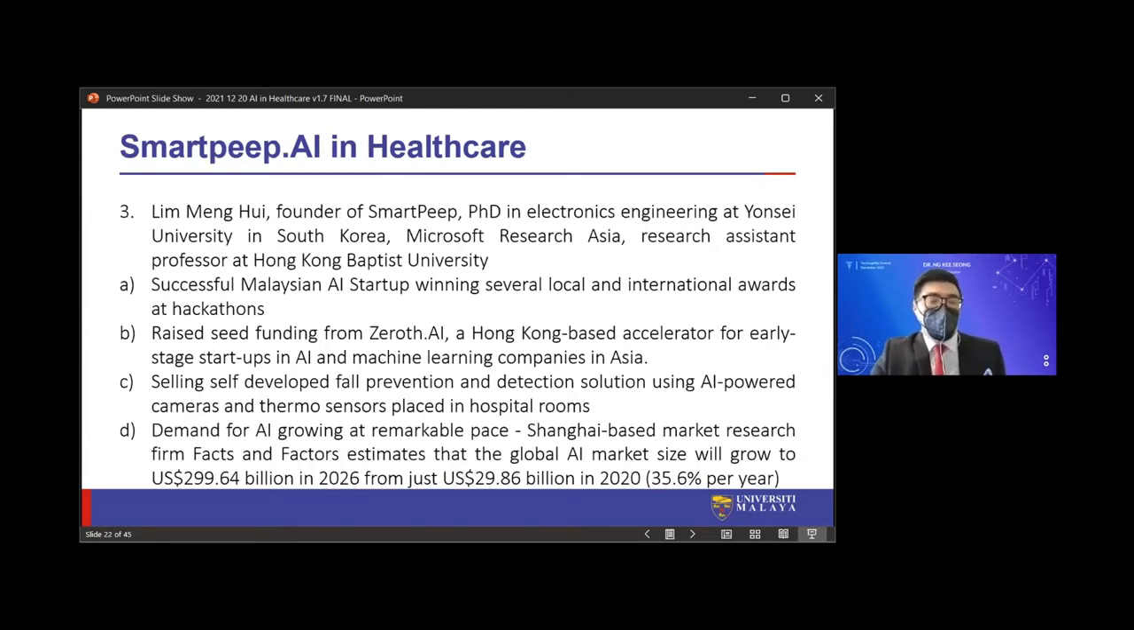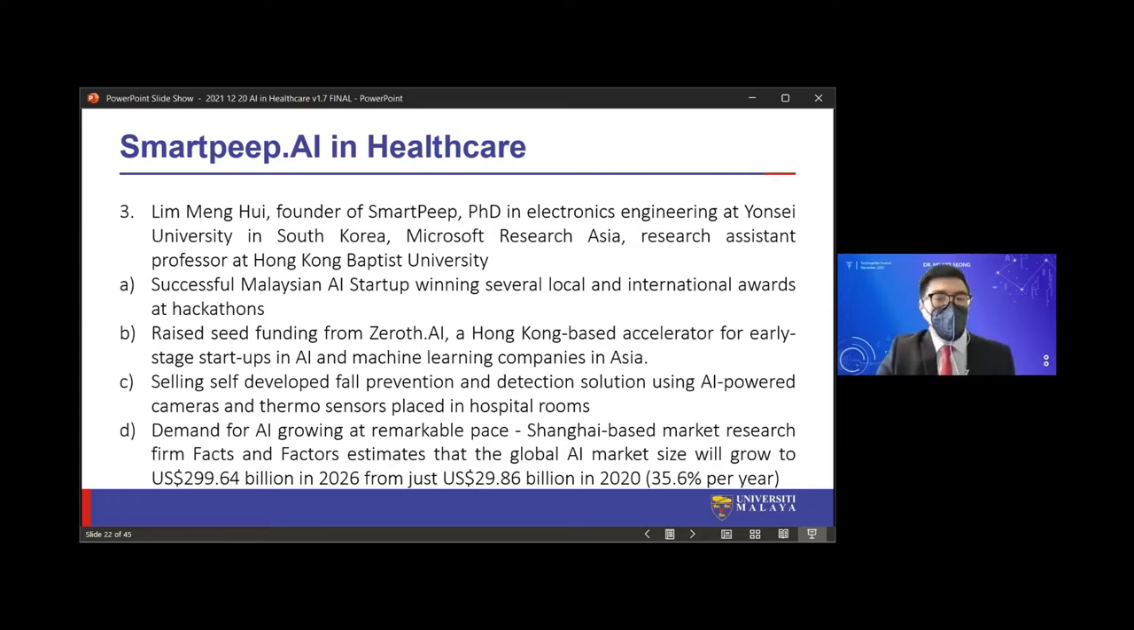Just to give you an idea of a successful AI venture in our own local setting, you can Google him up. Essentially, Lim Meng Hui is the founder of SmartPip AI. He has a PhD in electronic engineering from Korea and has worked, for example, with Microsoft Research Asia, developing AI platforms, and has even taught in Hong Kong Baptist University as a professor there. He has founded and developed a successful Malaysian AI startup, winning several local and international awards, and even raised funding from Xerox AI, the Hong Kong-based accelerator for early-stage startups in AI and machine learning companies in Asia. They are currently already selling evidence-based, self-developed fall prevention and detection solutions using AI-powered cameras and thermal sensors placed in hospital rooms.